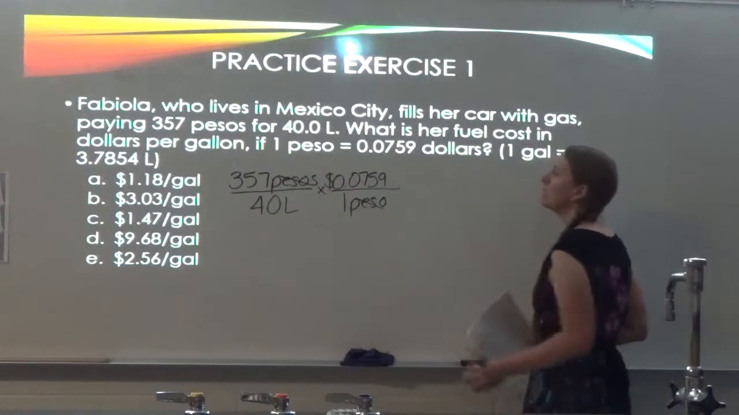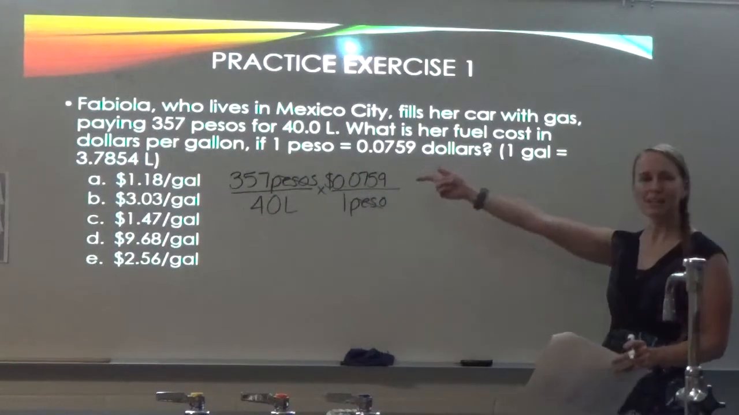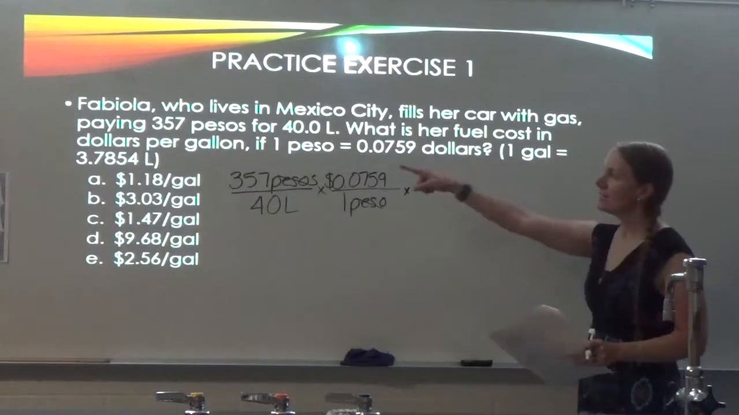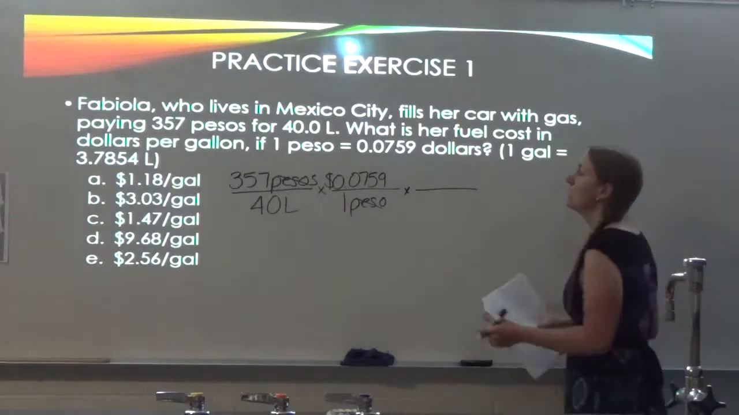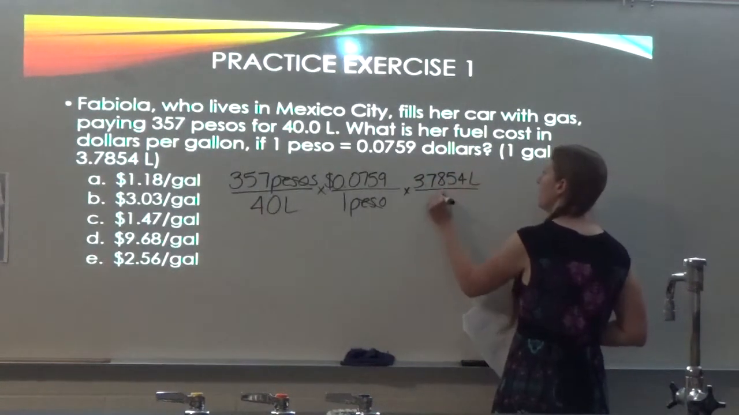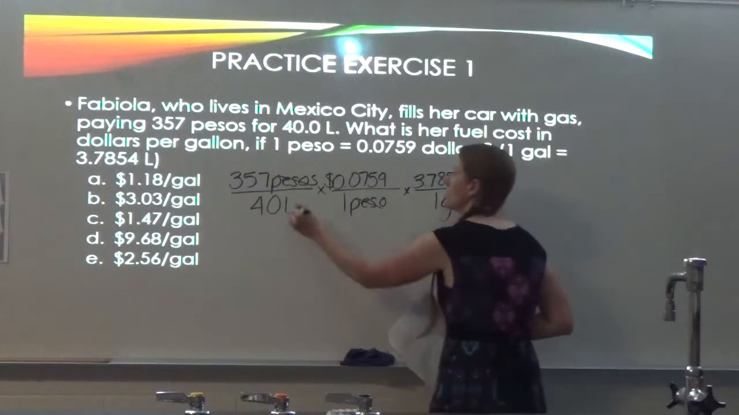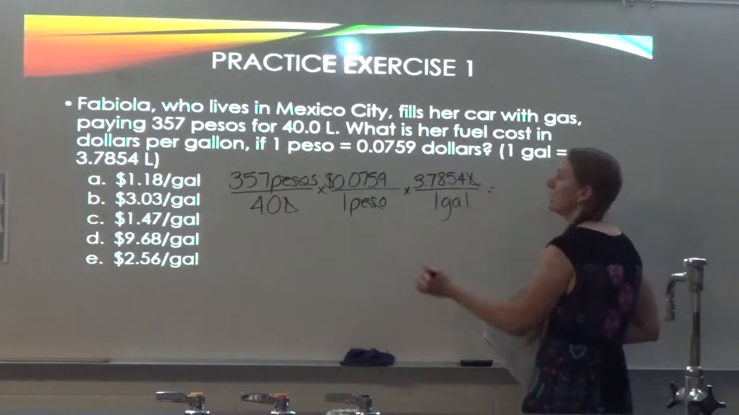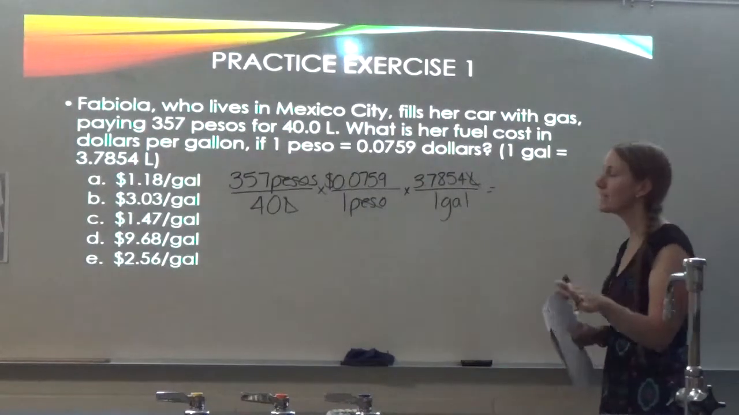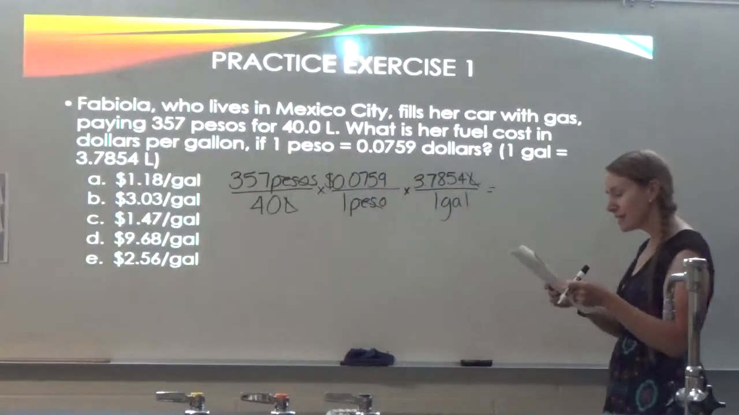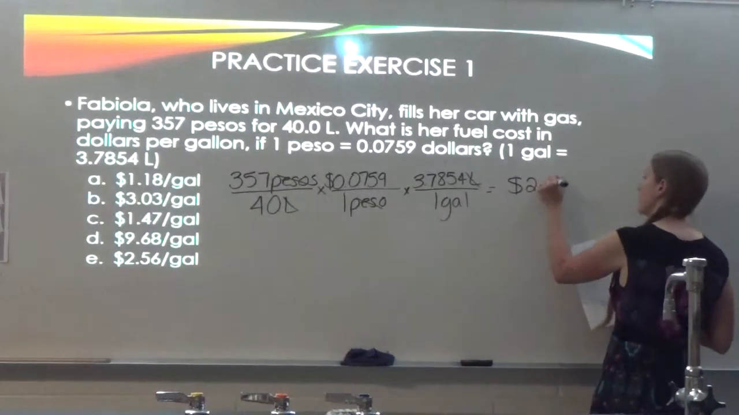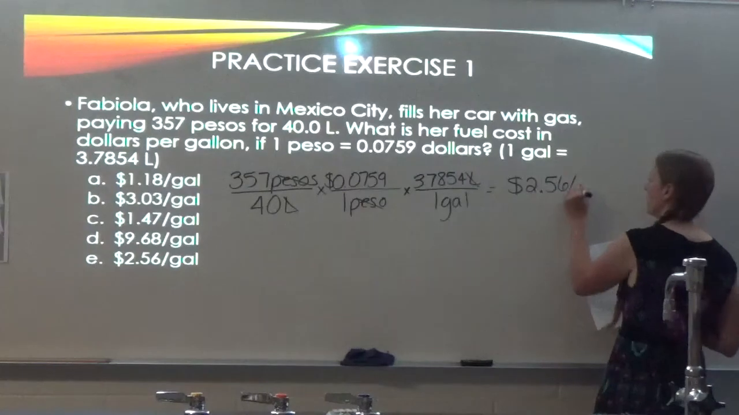So see, now I have dollars per liter, but I'm trying to get to dollars per gallon. So we know that 1 gallon is almost 4 liters. Okay, so I put my liters on top so that it will cancel, then my 1 gallon on bottom. So my liters cancel, and so now you can see I have dollars per gallon. So that means I'm ready to stop and multiply and divide. So I stop, multiply, and divide, and I get $2.56 per gallon.